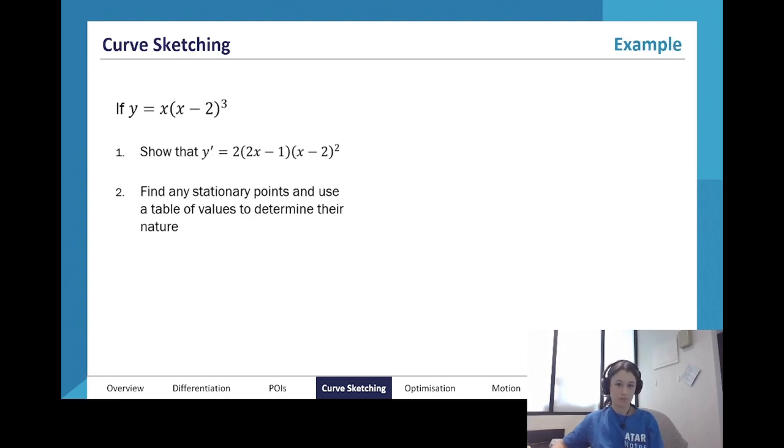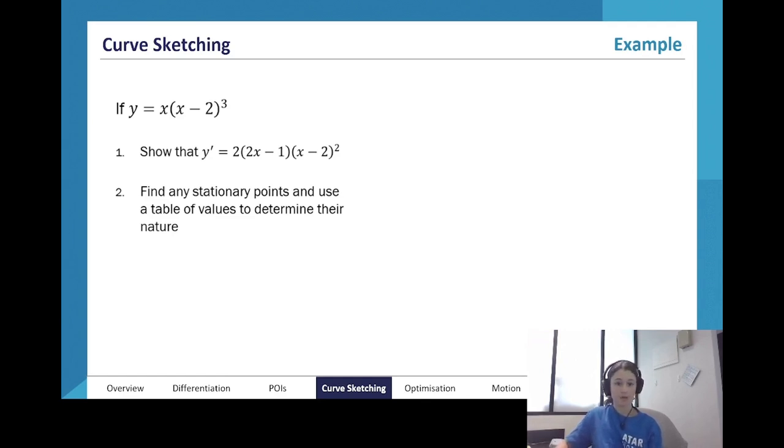So we're going to go over another example again, and this one is a little bit more difficult, but it also kind of illustrates a key point, or like a key tip that I'd recommend you guys remember for any kind of question involving calculus. We'll get into that. So firstly, we need to find the first derivative, and then we need to determine any stationary points and use a table of values to determine their nature.